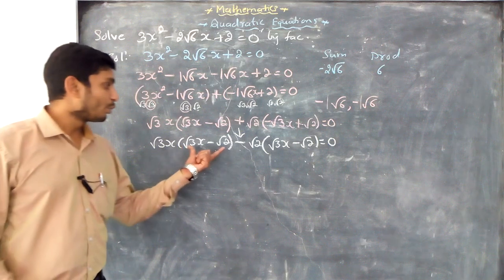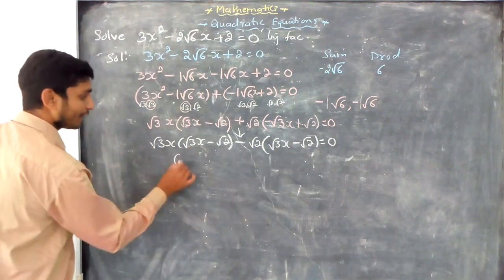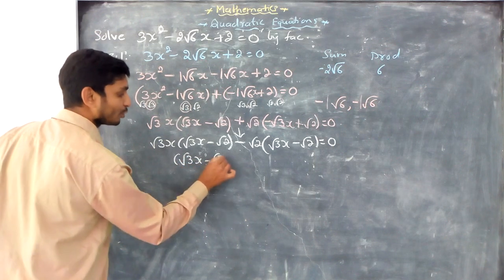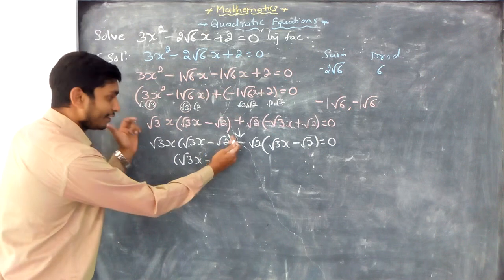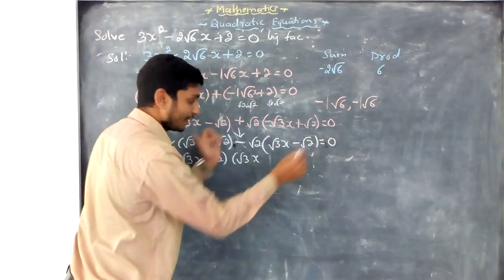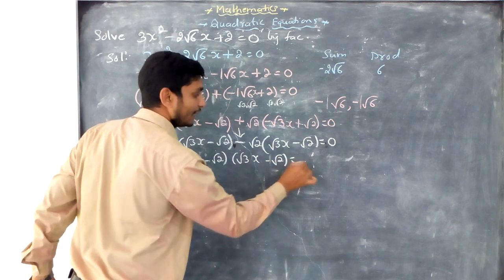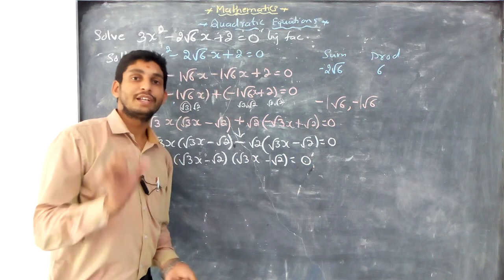Now you can say root 3x minus root 2. Here also root 3x minus root 2. Which one you take common? Root 3x minus root 2 you have to take common. Yeah, if you take root 3x minus root 2, in this, what remains? Root 3x remains. In this, what remains? Minus root 2 remains. Equals, on that side what do you do? 0. Now we have to use zero product rule.